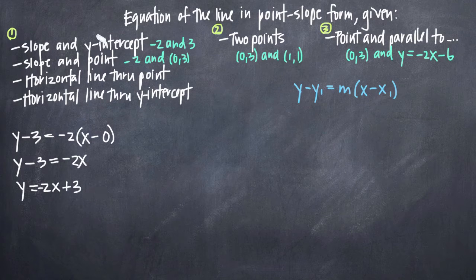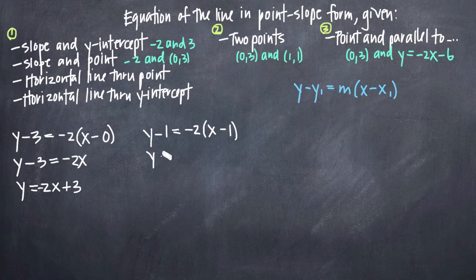Obviously, we can do the same thing if we're told that we have a slope and a point, -2 and 0, 3, or even if we were given the point here, 1, 1, which is also on the line. We could say, let's pretend we're given the point 1, 1 instead. We could say y minus 1 is equal to -2 times x minus 1.